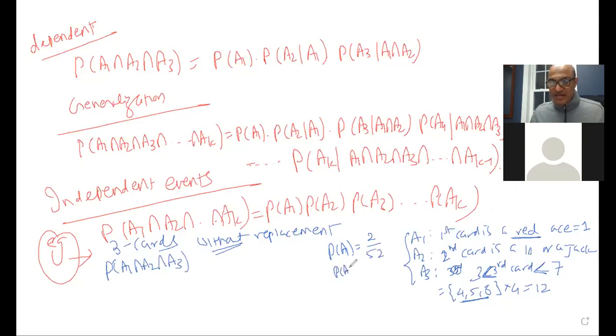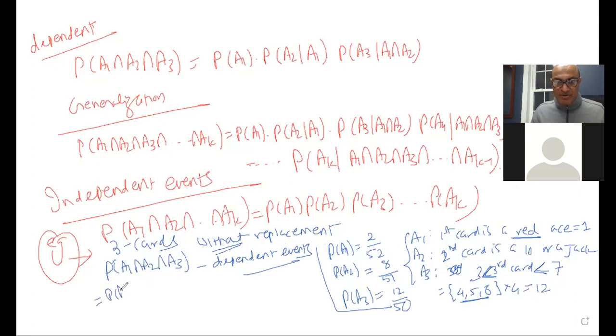Then my second card is 10 or jack. How many 10s are there in the deck? 4 10s are there and 4 jacks are there, right? So 4 plus 4, we have 8, but one card is already gone from the deck, so it is 51. And then for A3, how many cards are there? 4, 5, and 6, greater than 3 and less than 7. 3 ranks, each of the different suits, 12. So I would say 12 out of 50. These are the probabilities. Now you can see over here, they are without replacement, means they are dependent events.